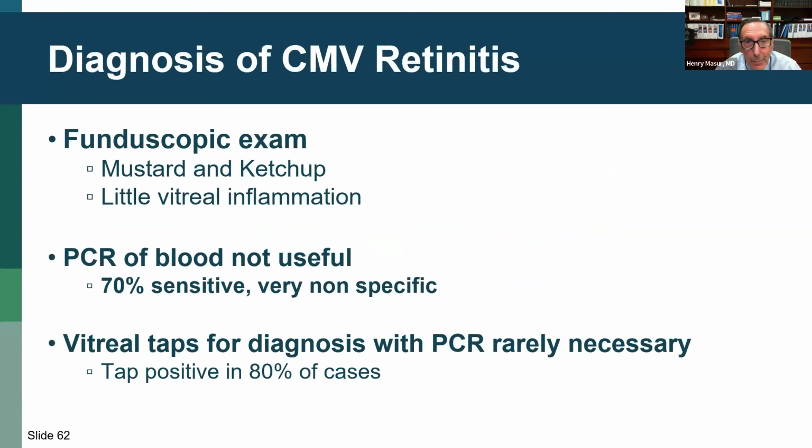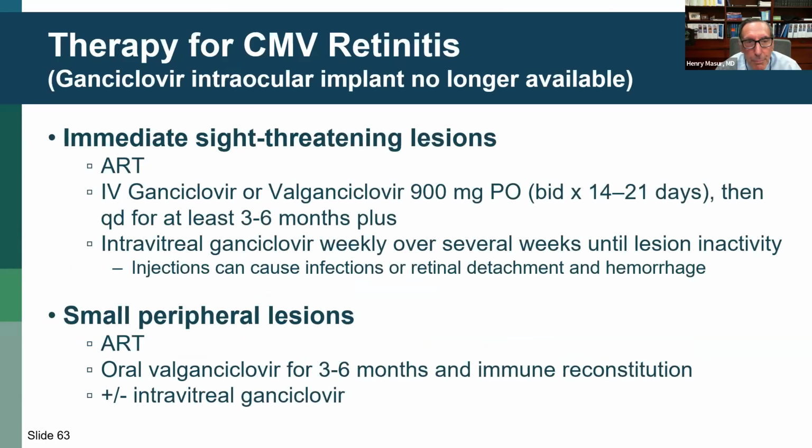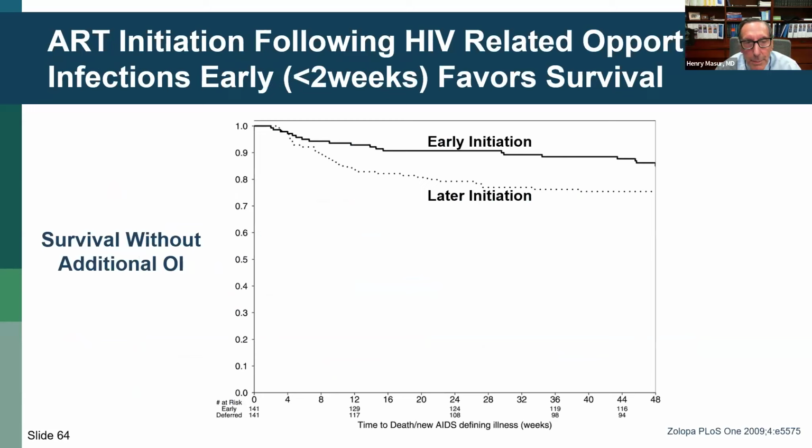So the diagnosis, if it were CMV, is you see the mustard and ketchup. You can see the fundus very clearly because unlike syphilis, there's very little vitreal inflammation. The PCR of the blood is not useful, and vitreal taps are almost never done. They're treated empirically. They're often positive, but again, people don't usually use them. And the therapy is antiretroviral therapy, IV ganciclovir if it's severe, PO valganciclovir if it's not, and the ophthalmologist might choose to use intravitreal injections, particularly if it's severe, although that can cause infections or retinal detachments.